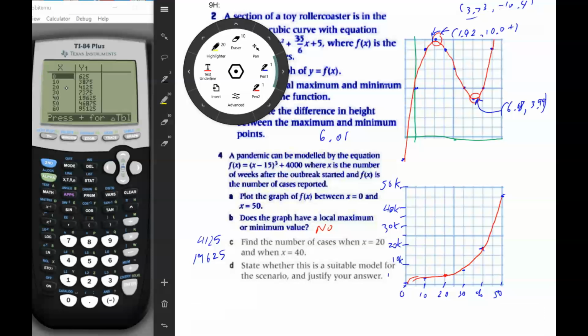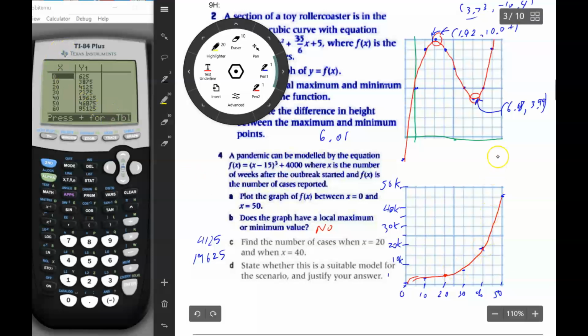So, suitable model for the scenario. What they're looking for here is you look at the shape and say, is this reasonable? Is this what I see when I imagine how an outbreak is going to spread? You know, the only problem with this that I can see is, what does it do when it goes over here? Well, this is a cubic, remember. So it goes through this middle point, and then it's going to go to infinity. And eventually you're going to run out of people in the world, right?